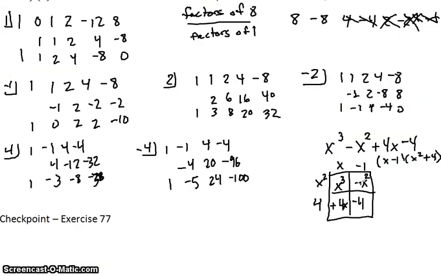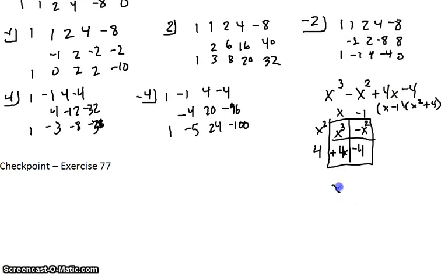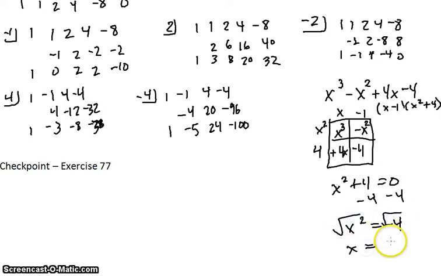So here's the issue. We have 2 zeros. We have a repeated 0. And now we have this last thing we have to check. We can't factor x squared plus 4. But if we set that equal to 0, I get x squared equals -4. And if I square root both sides, I get x equals, well, the square root of 4 would be 2, but since it's a negative square root, we have plus or minus 2i.